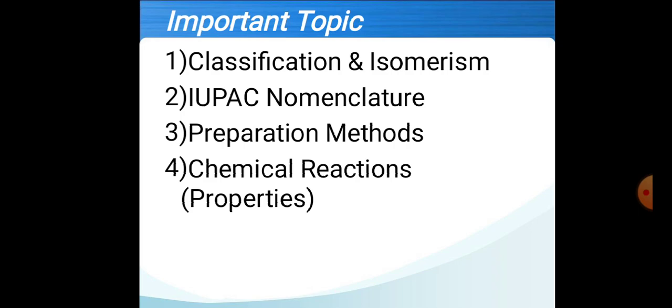Second is IUPAC nomenclature of aldehydes, ketones and carboxylic acid. All the rules of the nomenclature should be revised very well. Third one is preparation methods of aldehydes, ketones and carboxylic acid. Number 4 is chemical reactions or properties of aldehydes, ketones and carboxylic acids.